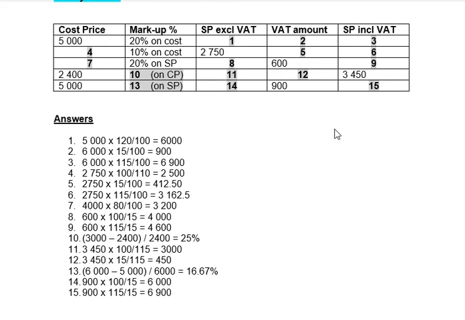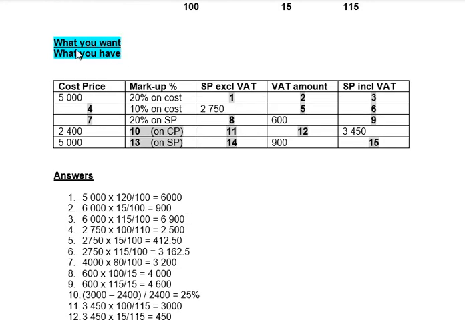And that's it, people. That's how you solve the table. So make sure you can calculate forwards and backwards. Use your markup calculation. Use what you want over what you have. You should be able to find any missing amount in this table, the VAT table.